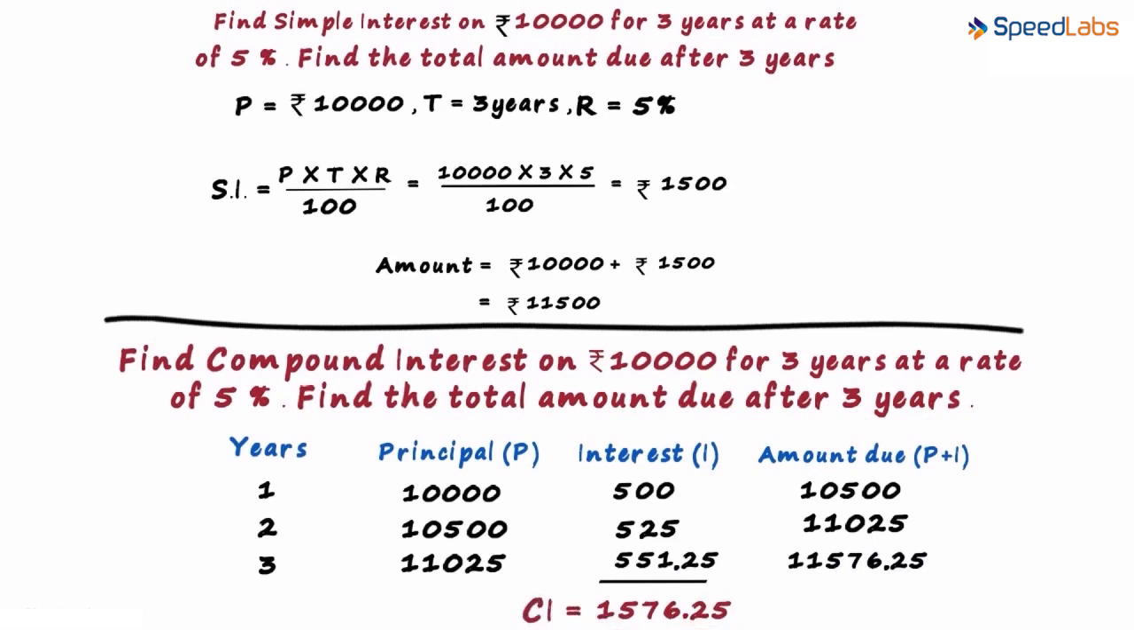So if you remember, for the same sum, we got the total simple interest as 1,500. The total compound interest we're getting is 1,576.25. Why is the compound interest higher? It is because the principal we take at the start of every year increases.